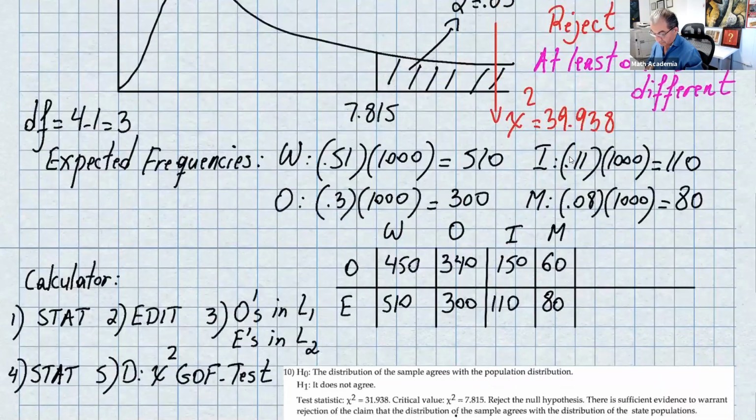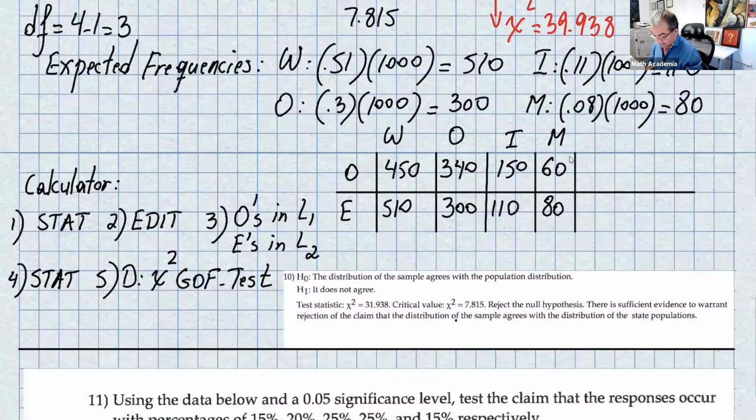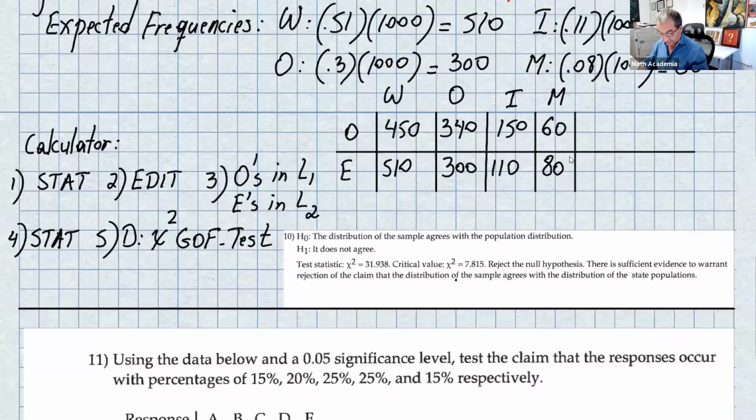So the test is verified. Let's just read the solution. Reject the null hypothesis. There is sufficient evidence to warrant the rejection of the claim that the distribution of the sample agrees with the distribution of the state population. So, which is the same thing. They're not the same.